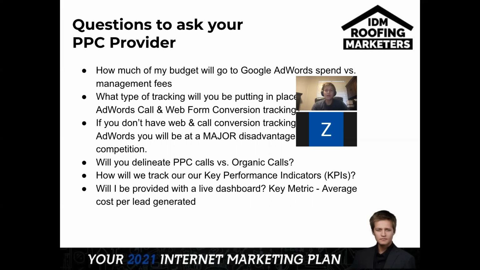So if you don't have web and call conversion tracking that pulls up in AdWords, you'll be at a major disadvantage versus the competition, because they're able to see what's working and what's not working. You're just simply putting money at it and you don't know what's working. And when we're able to see what's working and what's not working, we're able to optimize accordingly, keep your optimization score above 90, and continue to make your advertising campaign successful.